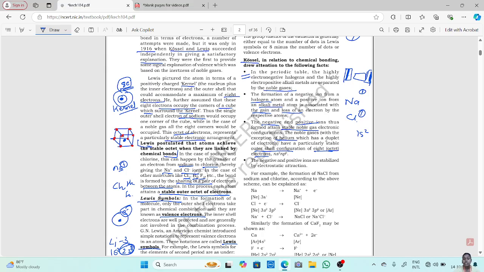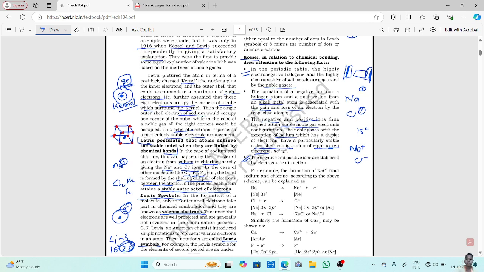Next, the negative and positive ions are stabilized by electrostatic attraction. So how are the negative and positive ions stabilized? They are stabilized by electrostatic attraction. Na plus and Cl minus are attracted by electrostatic force. They are attracted towards each other, and when they are attracted towards each other, they tend to stabilize each other.